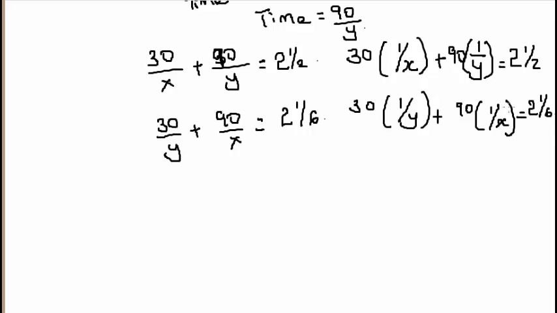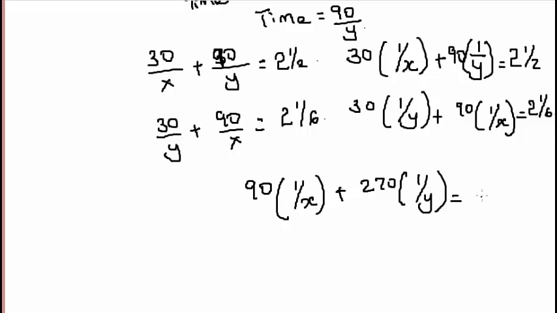I said earlier, for better understanding, I prefer to work with the elimination method. Now let's multiply equation 1 by 3. Multiplying equation 1 by 3, this becomes 90 into bracket 1 over x plus 270 into bracket 1 over y is equal to, multiplying this by 3, I have 7 whole number 1 over 2. You can multiply 2.5 by 3 if you don't understand it this way.